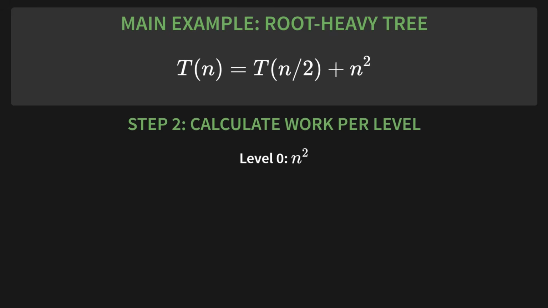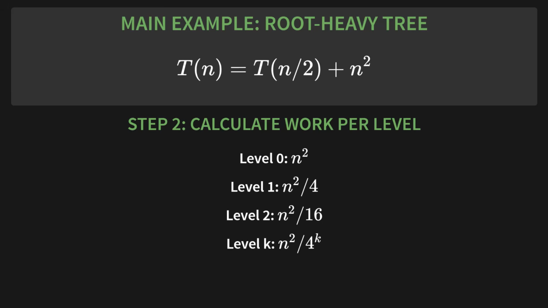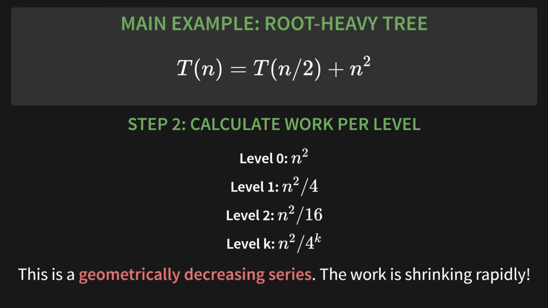Step 2. Calculate work per level. This is pretty straightforward. Level 0, n squared. Level 1, n squared over 4. Level 2, n squared over 16. So at some level k, the work is n squared divided by 4 to the power of k. This is a geometrically decreasing series. The work is shrinking rapidly. This is a huge clue.